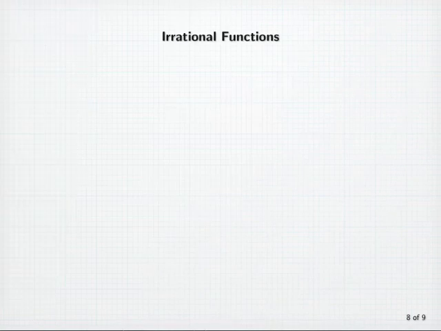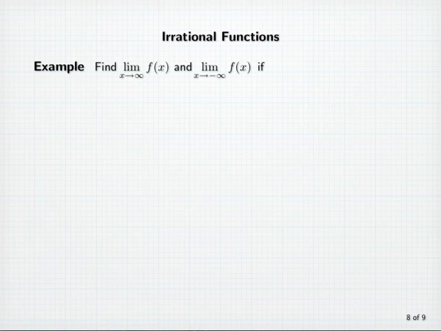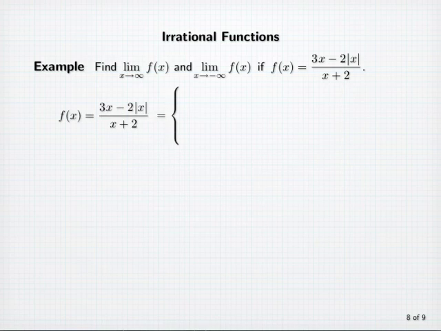Now let's look at a few examples involving functions that are not rational functions. For instance, let's find the limit as x approaches infinity and the limit as x approaches minus infinity of the function f of x equals (3x minus 2 times the absolute value of x) divided by (x plus 2). The first thing we want to notice is that if x is positive, the absolute value of x is the same as x, and so the numerator of the fraction is identical to 3x minus 2x, or just x.